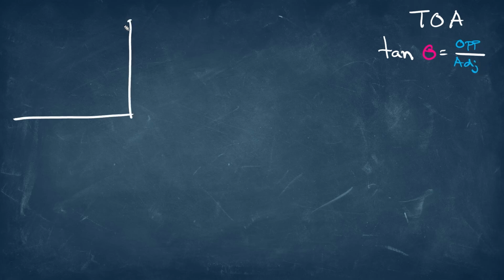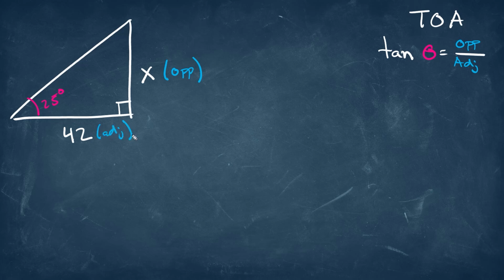TOA is going to be denoted as tangent, which we say is tan, of an angle is equal to opposite over adjacent. If we have a right triangle denoted in this direction with a right angle and our angle of 25 degrees, we have a side length of 42 and x. Our side opposite of our 25 degrees will be opposite, and 42 being next to the 25 degrees will be our adjacent side. We can plug this into our equation of tan of 25 degrees is equal to opposite, which is x, over our adjacent side of 42.